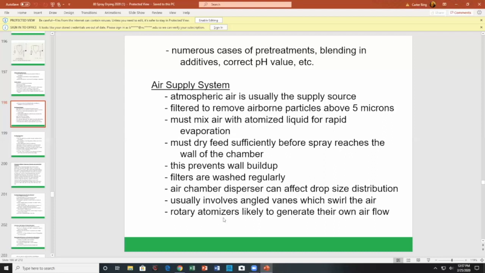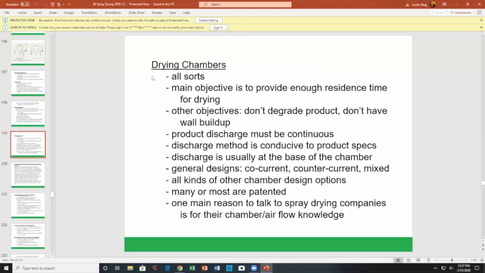Anyway, I'll give you some comments on how to do calculations. Evaporation per drop. Rotary atomizers likely generate their own air flow rate. That's very true. Basically, rotary atomizers, to be cynical about it or take a different perspective, are nothing but fans that push air around with a little bit of liquid on it. How's that? Anyway, drying chambers, all sorts.